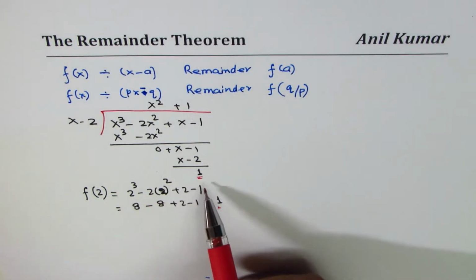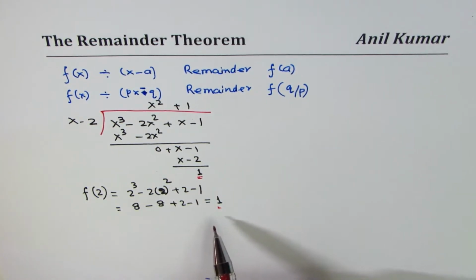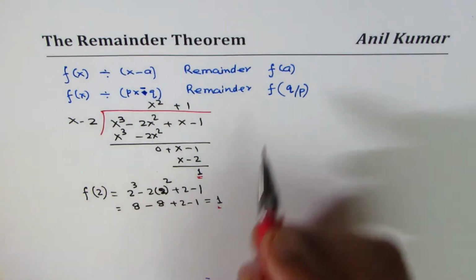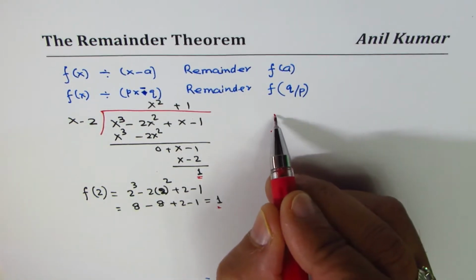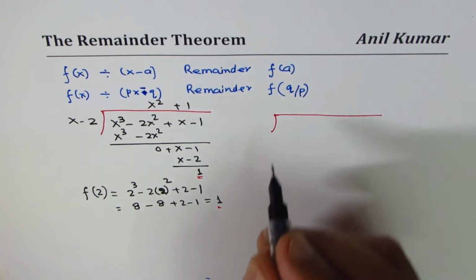So instead of doing long division, or synthetic division, and finding the remainder, we could always use remainder theorem to find the answer, right? So let's take another example and let's divide by a binomial which has a leading coefficient not equal to 1. So let's take an example to divide.